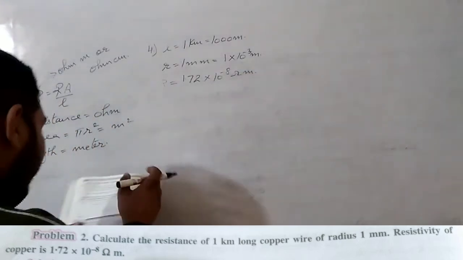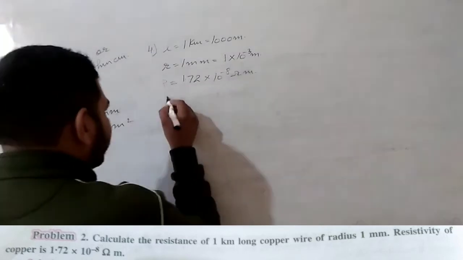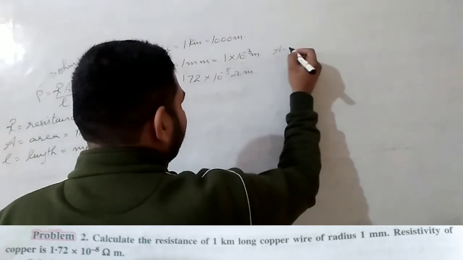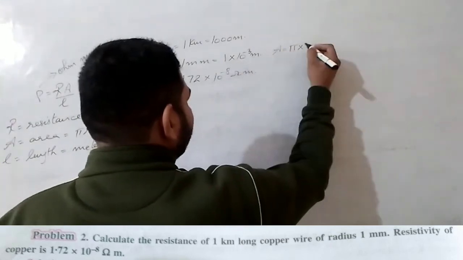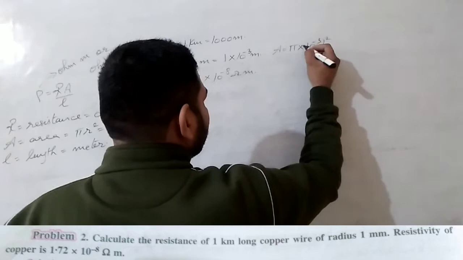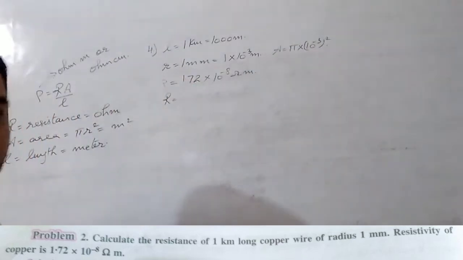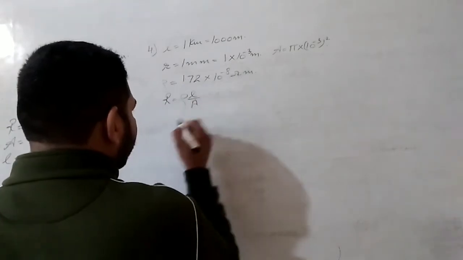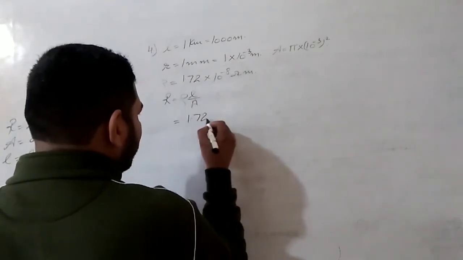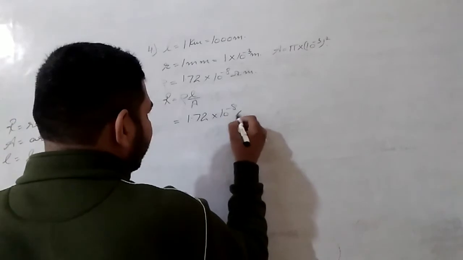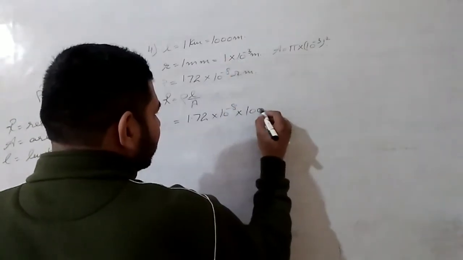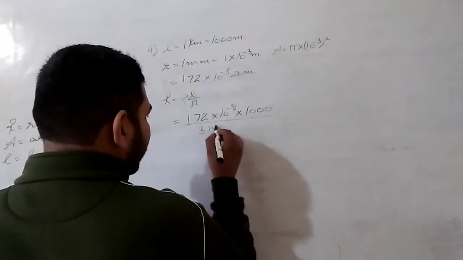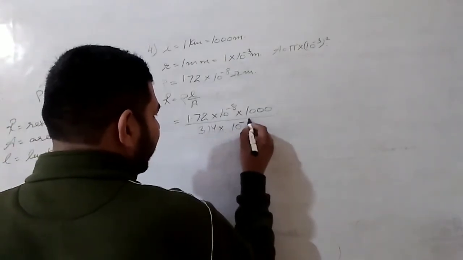Okay, so what we have to calculate? Find the resistance R. So from small r we will find A, pi into r square, 10 raised to power minus 3 whole square. Now R is equal to rho L by A. So rho 1.72 into 10 raised to power minus 8, into length 1000, by A, pi into 10 raised to power minus 6.